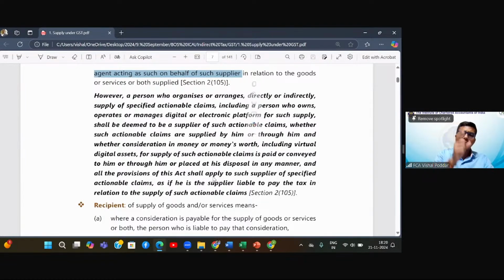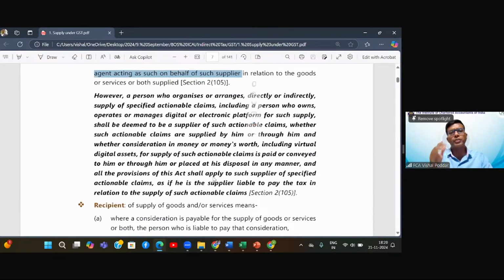Online money gaming is one part of online gaming where money is involved, where you put some money as a bet. And if you win, you get some multiple amount. That is what online money gaming is. Now, who is the supplier?